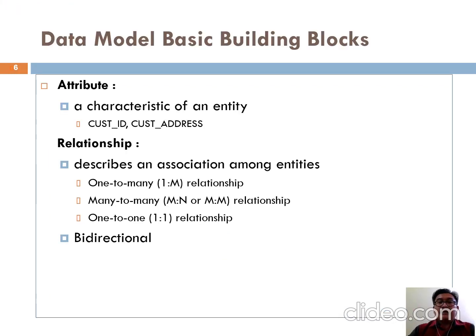All right. Next we will look at relationship. A relationship describes association among entities. If you want to connect one entity to another entity, you use a relationship, and there are three types of relationship: one to many, many to many, and one to one, and it is bidirectional.